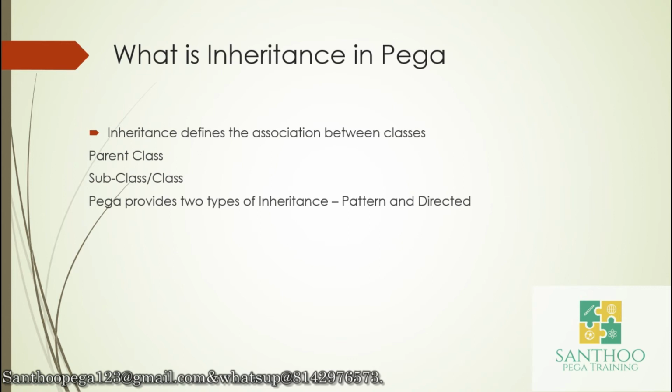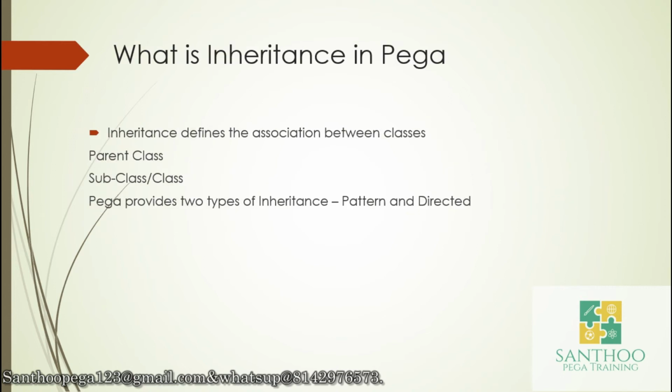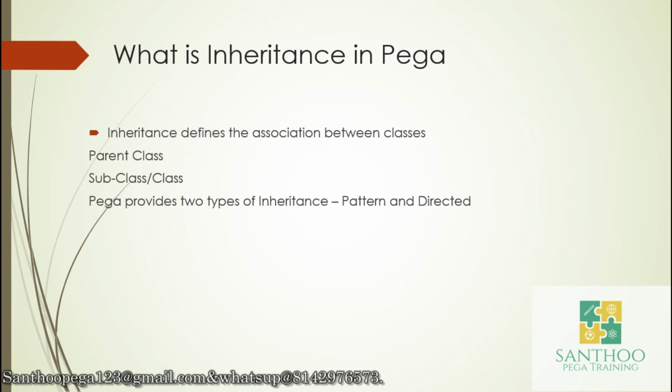And what is inheritance in Pega? There are two types of inheritance, which we call pattern inheritance and direct inheritance. Pattern inheritance is about the current class hierarchy, and it checks all the classes in the current class hierarchy. It's part of the rule resolution algorithm, and it is checked at design time and also at runtime.